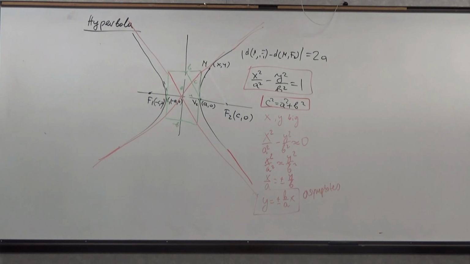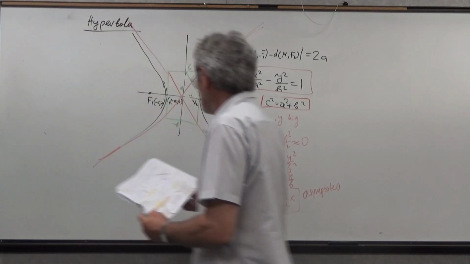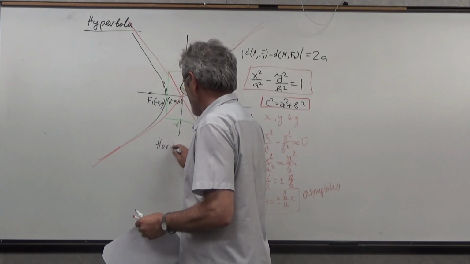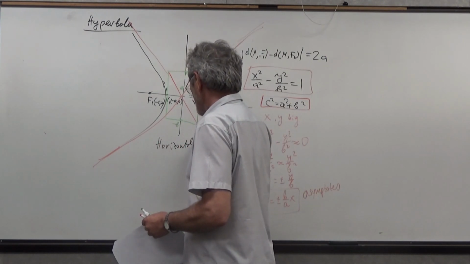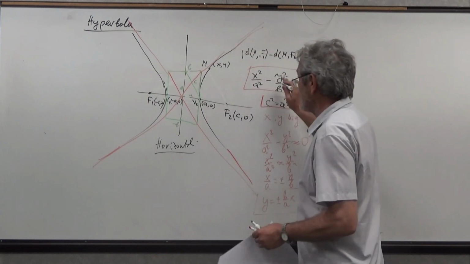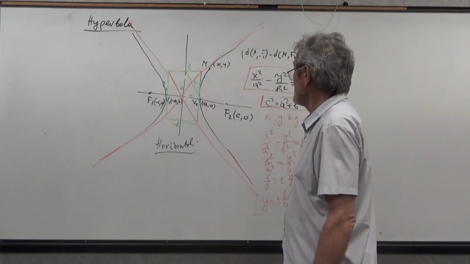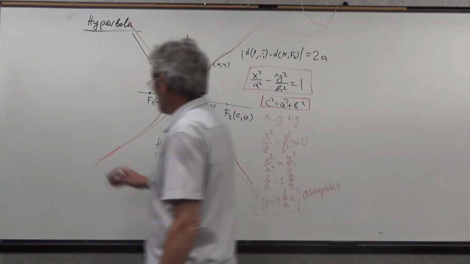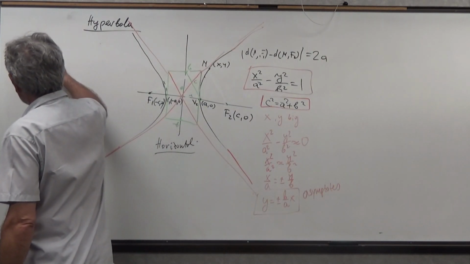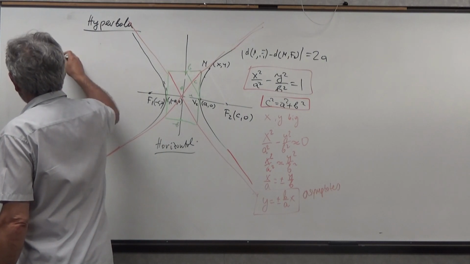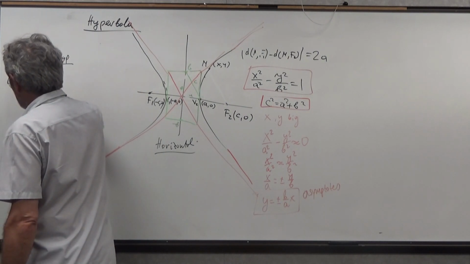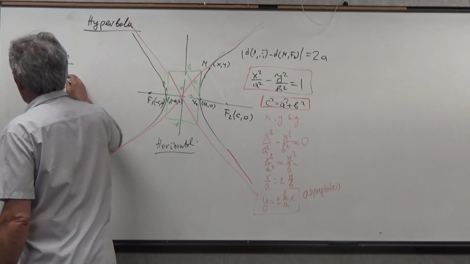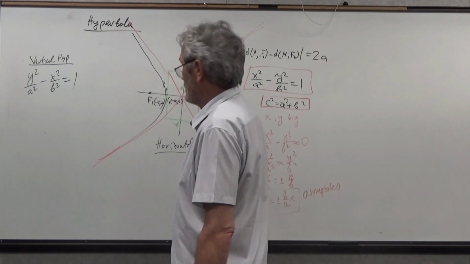So let me see a couple of problems. By the way, this is called a horizontal hyperbola. Once again, it doesn't matter whether a is bigger or b is bigger. a is the positive one, b is the negative one. Then the vertical hyperbola would go like this: y squared over a squared minus x squared over b squared equals 1.